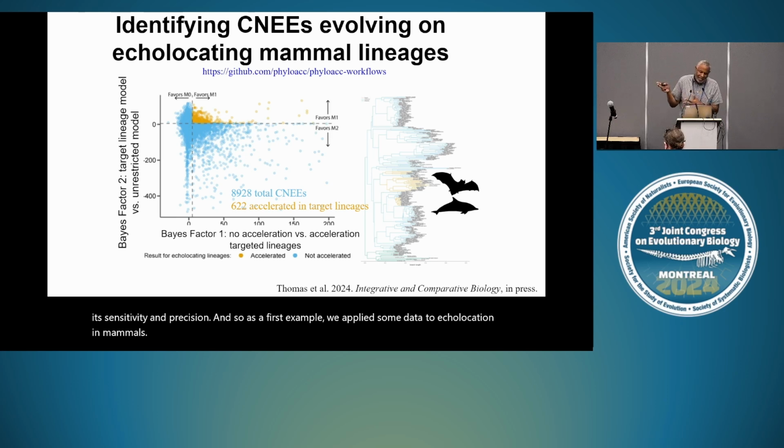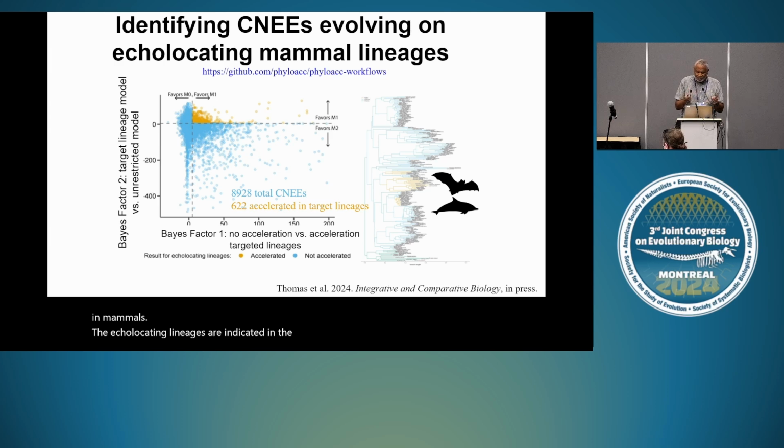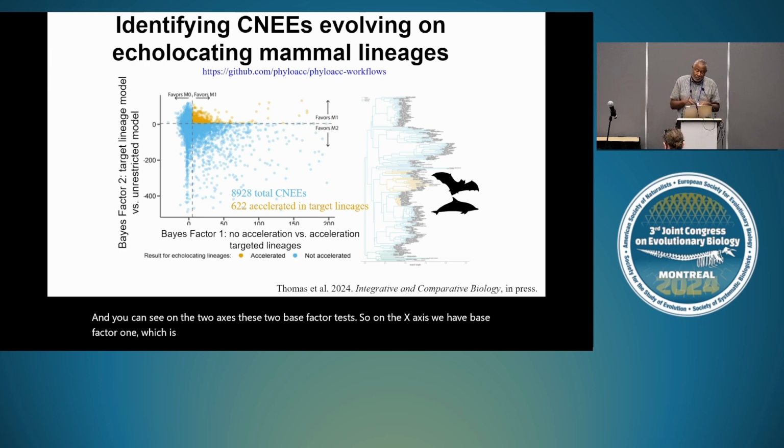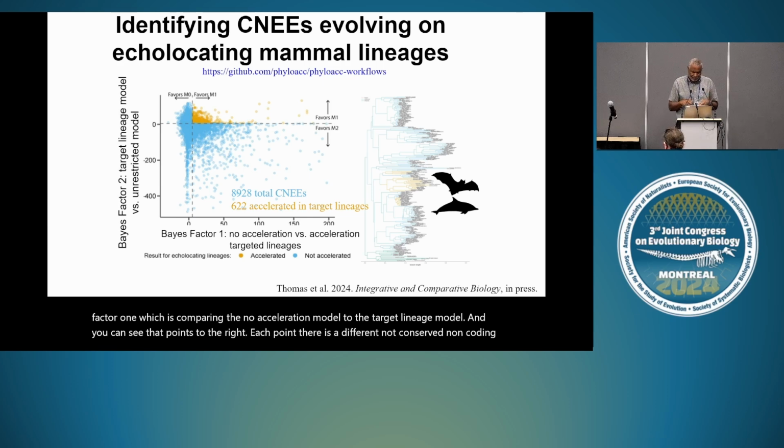The echolocating lineages are indicated in orange. And you can see on the two axes these two Bayes factor tests. On the x-axis, we have Bayes factor 1, which is comparing the no acceleration model to the target lineage model. Each point there is a different conserved non-coding element, so it's a large number of points.